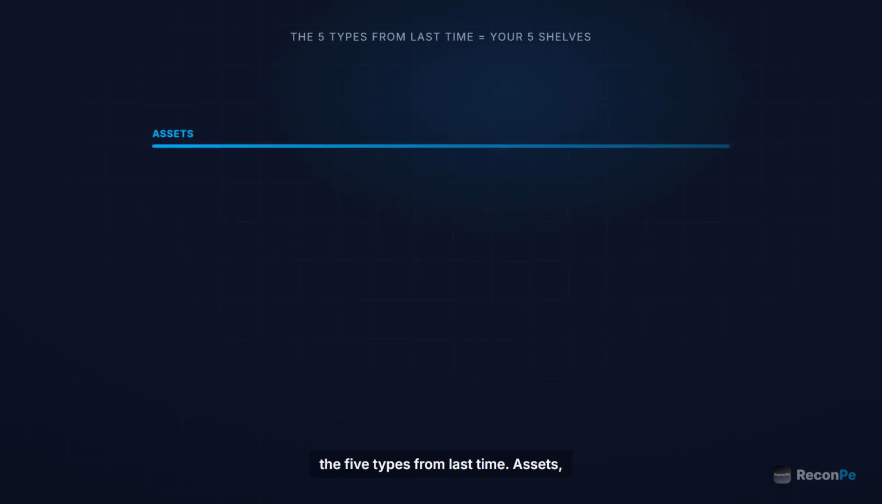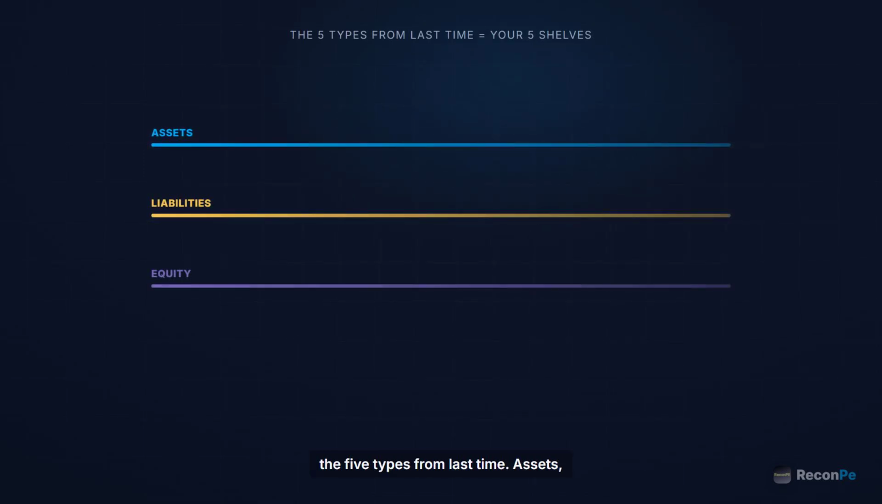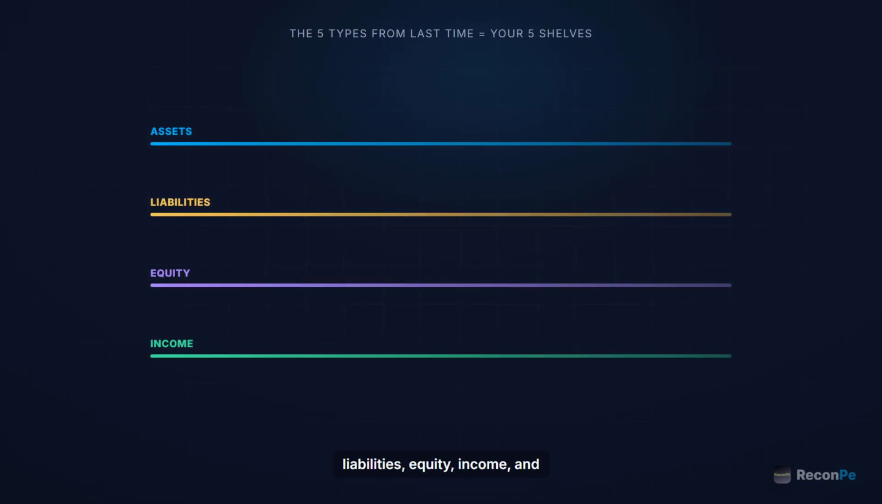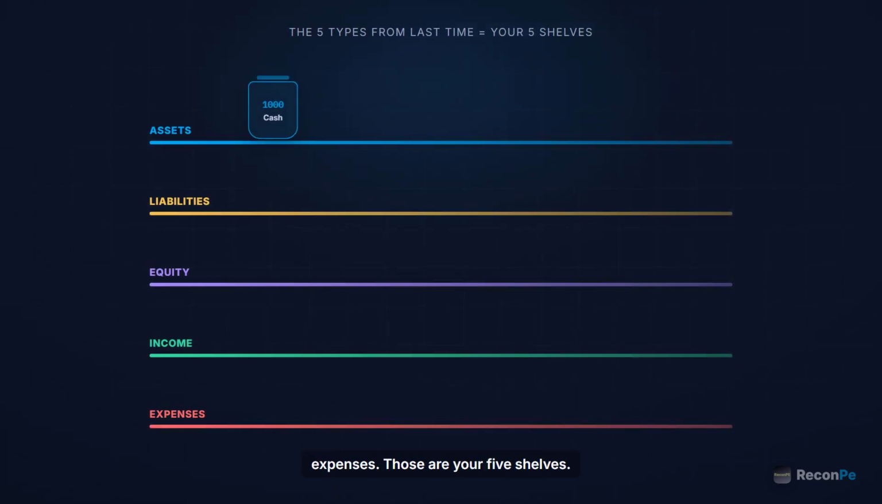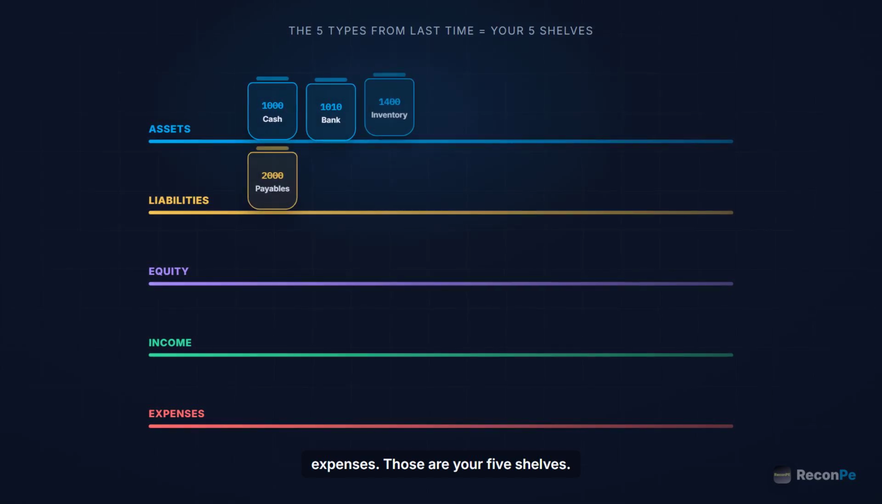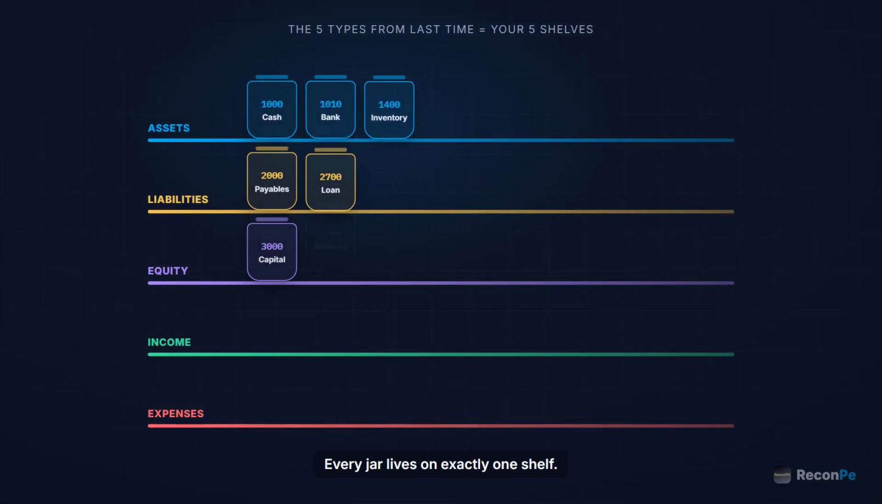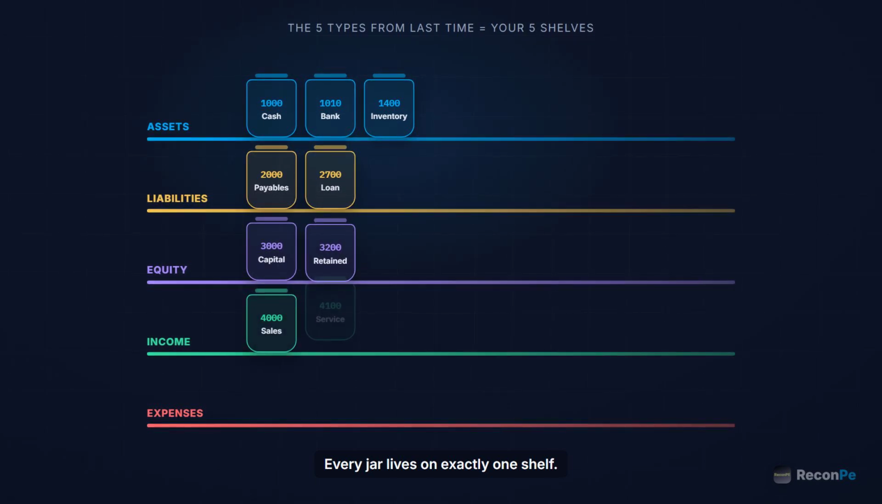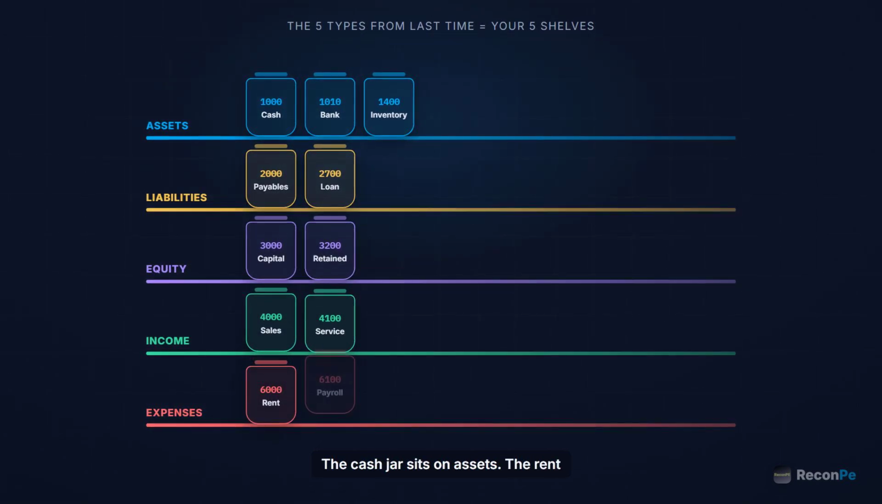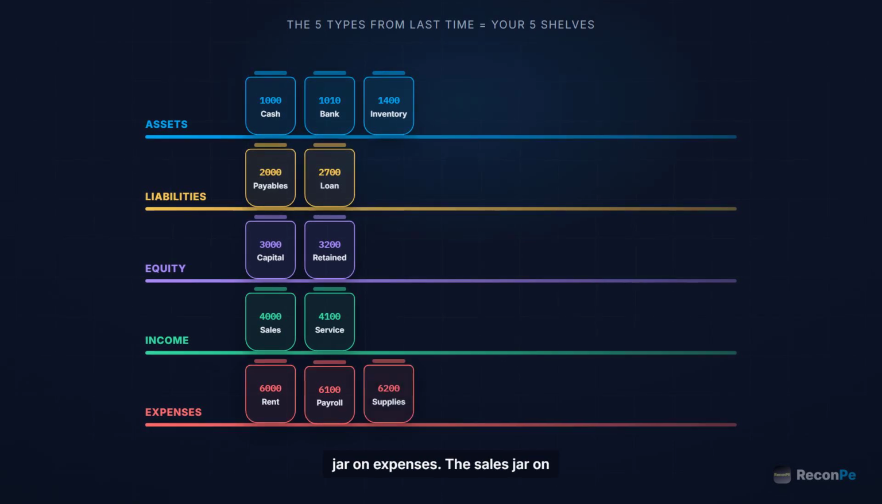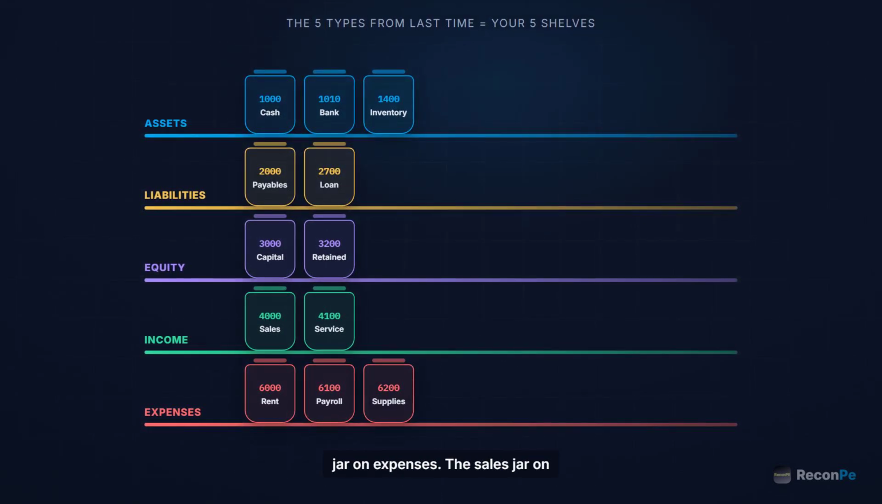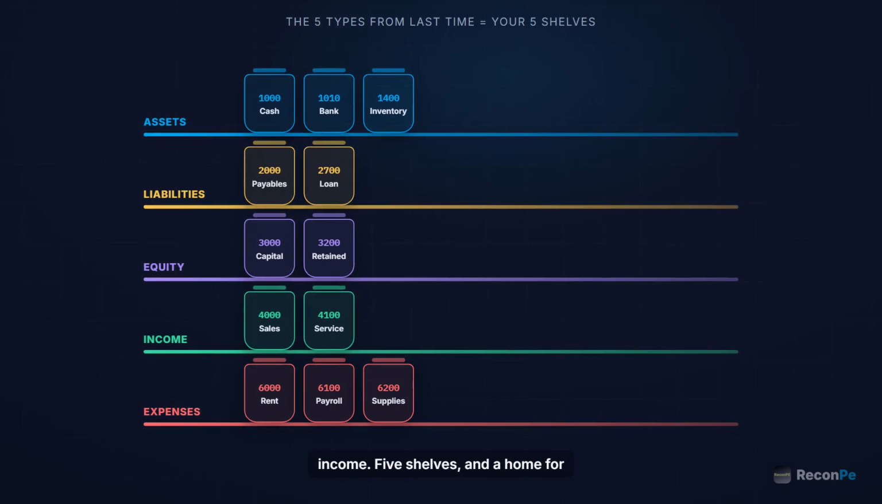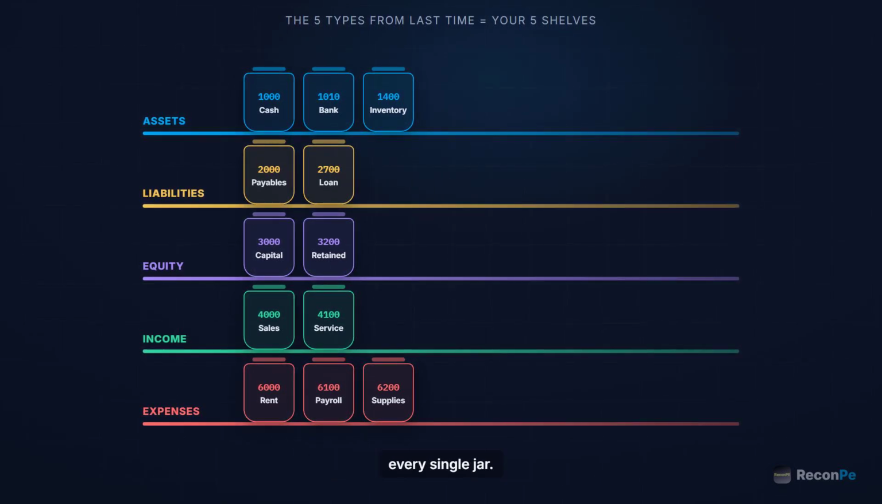Remember the 5 types from last time: assets, liabilities, equity, income, and expenses. Those are your 5 shelves. Every jar lives on exactly one shelf. The cash jar sits on assets, the rent jar on expenses, the sales jar on income. 5 shelves and a home for every single jar.